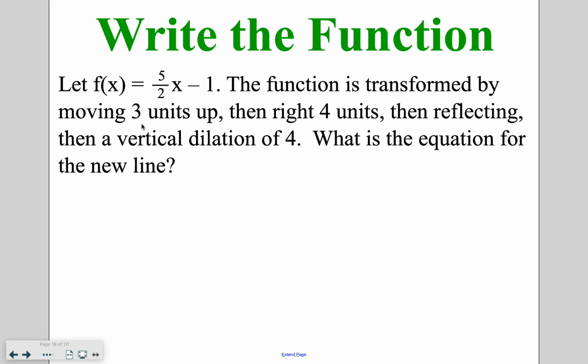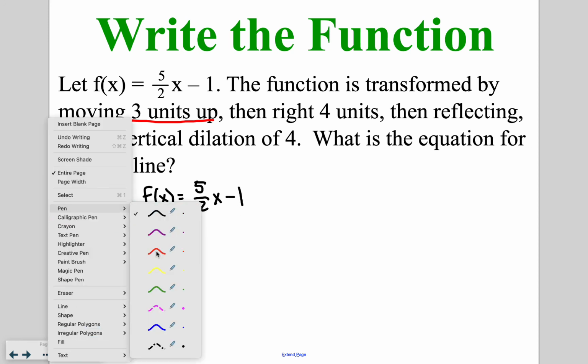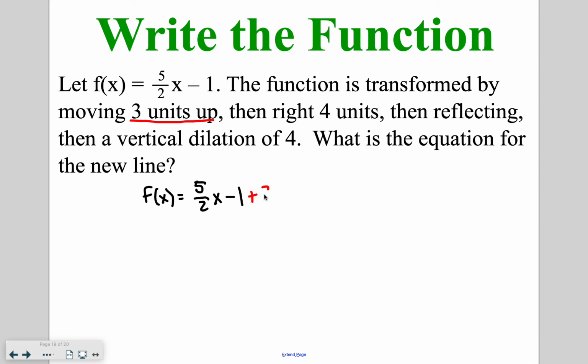So the first thing it asks is for a movement of up 3 units. So I'm just going to go ahead and write my original function. So f of x is equal to 5/2 x minus 1. That original movement is up 3 units. So all I need to do is add 3 onto the end. When I do that, I can simplify negative 1 plus 3. And after my first movement, my function is now 5/2 x plus 2. Negative 1 plus 3 is 2. So that is my first movement.